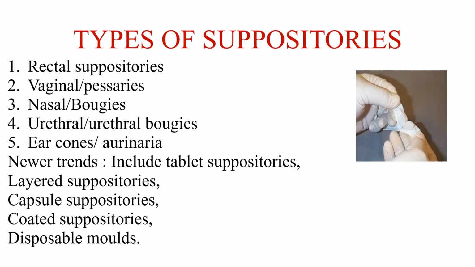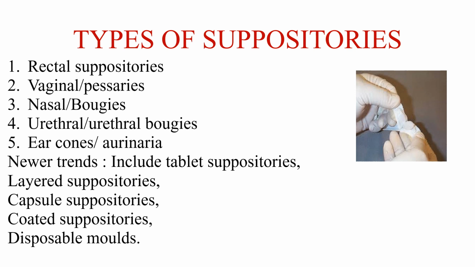Now, what are the different types of suppositories? We have different types of suppositories here. You can see rectal suppositories, meant for rectal purpose, vaginal, which are inserted in the vagina, nasal bougies for the nose, urethral bougies for the urethra, ear cones. These are the different types based on where they are applied, where they are placed: rectal, vaginal, nasal, urethral and ear cones.